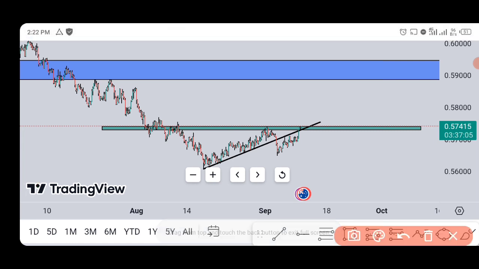The pips will be around 0.5900, then 0.56, up to a 1200 pips move. So it will take up to 2 to 3 weeks to hit your TP1 and TP2. So that's how it goes. Let me go and analyze AUD JPY.